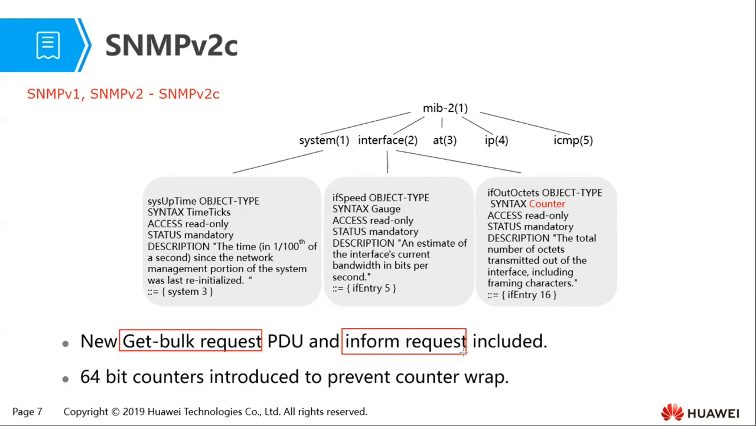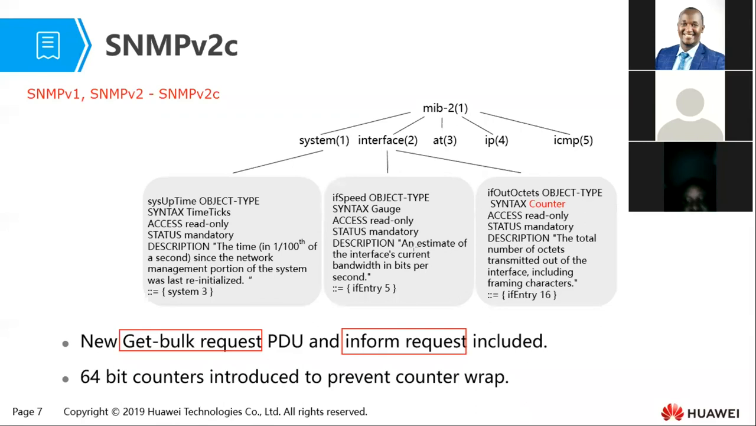Then you have the inform request. The inform request is used when, for example, you have two computers that you're using to monitor and manage the network. So when they exchange any information about the network, then they use the inform request. So it is a manager-to-manager communication PDU, used where one manager sends information from an MIB view to another manager. So your machine sends a request to the other person.